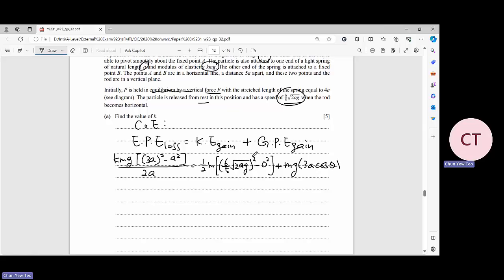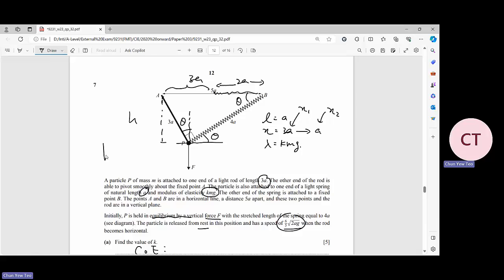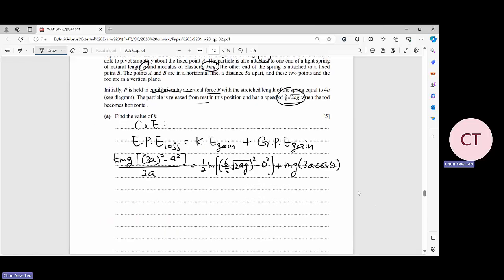I want to settle the theta first, because from here we can just draw a diagram. You have 4A, 3A, 5A. Take away the A because it's the same ratio. So this is the diagram that we'll be using. So your cos theta will be 4/5. So expand and simplify.